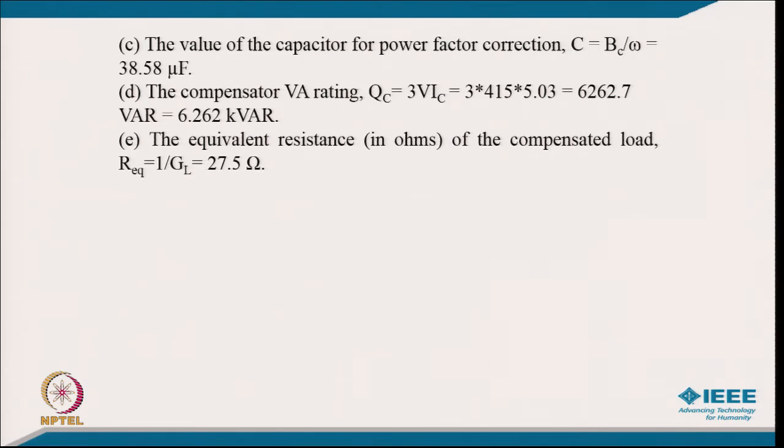So, the value of capacitor for power factor correction C is equal to BC upon omega. So, it comes to 38.58 microfarad, and the compensator VA rating for all 3 phases comes like 3 VIC. So, it will be 3 into 415 into 5.03. So, it becomes 6267 VAR, equivalent to 6.26 kVAR. The equivalent resistance of the compensated load is R equal to 1 upon GL, and that is 27.5 ohm.